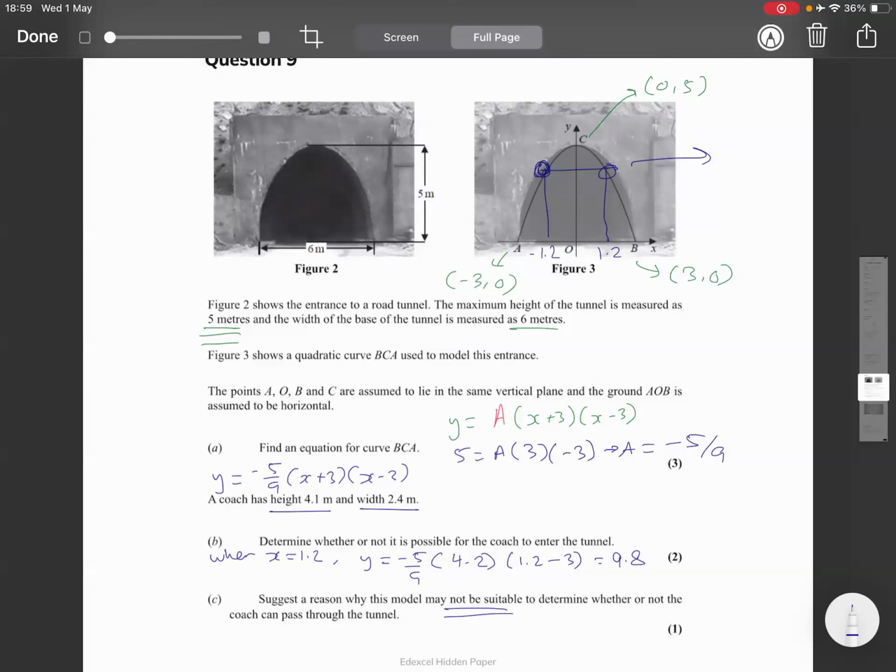It could be unsuitable if it's not 100% symmetrical and follows, like you mentioned about 3D, if it follows through consistently from the start to the end of the tunnel. So maybe something to do with that.